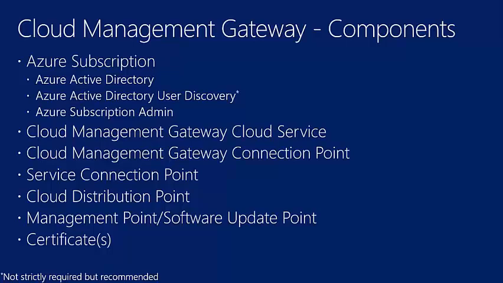And then that connection point will field the request, get a response back, send it back to the Cloud Management Gateway, and then ultimately back to the client. Again, Cloud Management Gateway Cloud Service will use between 1 and 16 virtual machines in a single Cloud Management Gateway. So I mentioned the Cloud Management Gateway connection point.